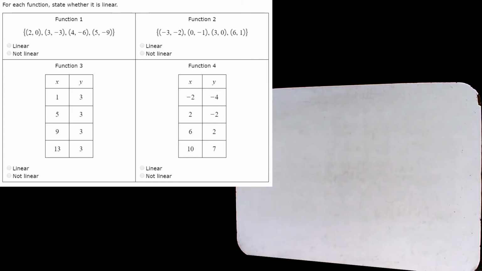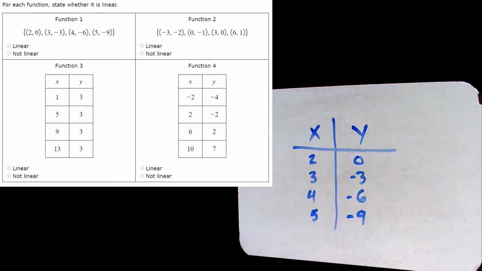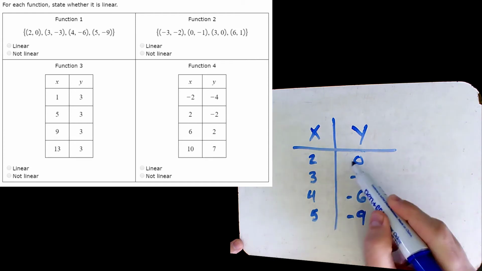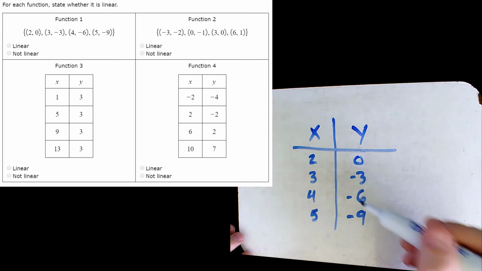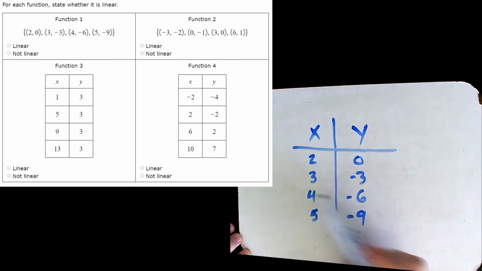Now, on the ones that are written as a set of ordered pairs, what I'm going to do is write them as a table so that I can more easily check to see if they have a constant rate of change. Here I've written our first function, that set of ordered pairs, but I've written them as a table. So I've got my first pair 2, 0, 3, -3, 4, -6, 5, -9. Now that they're in a table, I can check to see if they have a constant rate of change.